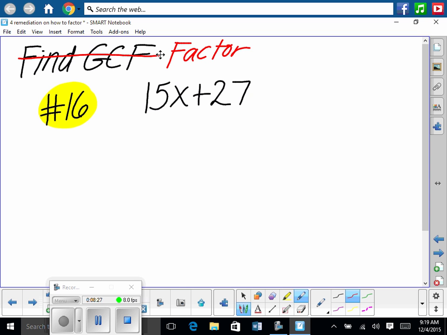So they both divide by 3. Let's pull it out. So I pull out a 3, which means I divided each term by 3 to see what's left. 5x plus 9. Now check your inside. Could I have pulled out something more? No, 5 and 9, nothing more comes out. So I know I've done it correctly.